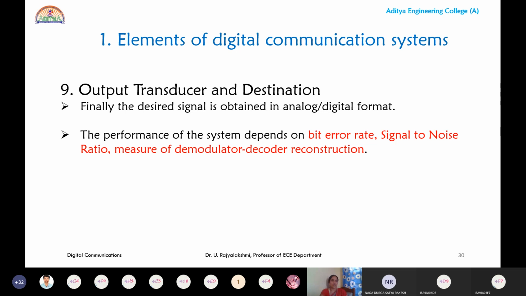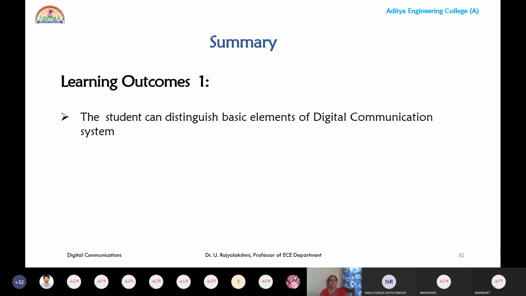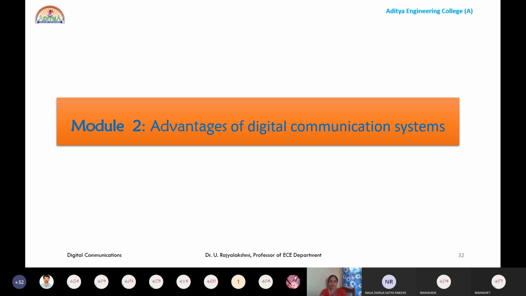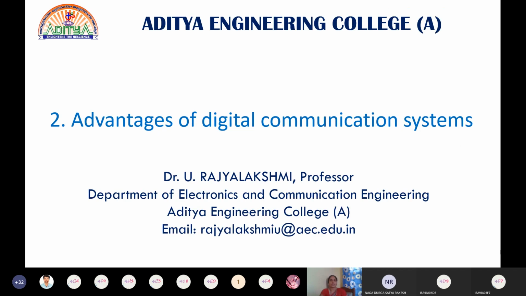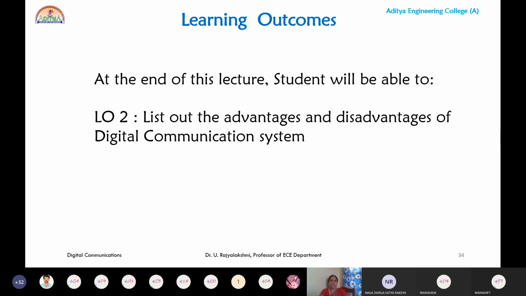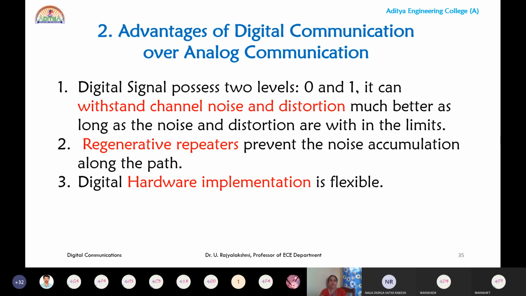Now let us go through the advantages of digital communication system. These are the learning outcomes for module 1. Let us go to module 2. Here we will discuss the advantages and some of the disadvantages of digital communication systems. After completing this topic, you should be able to explain the advantages and disadvantages of digital communication system. Now let us go through each and every point specifically.